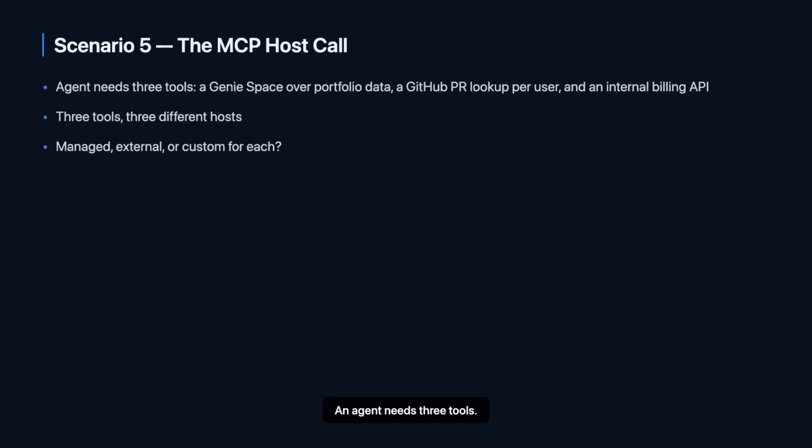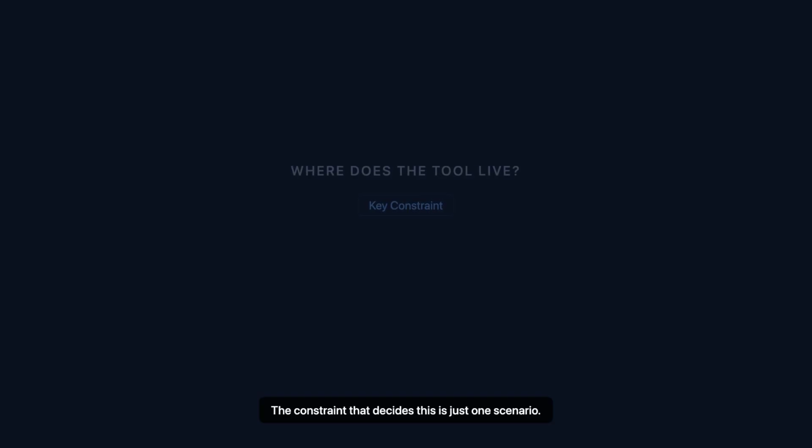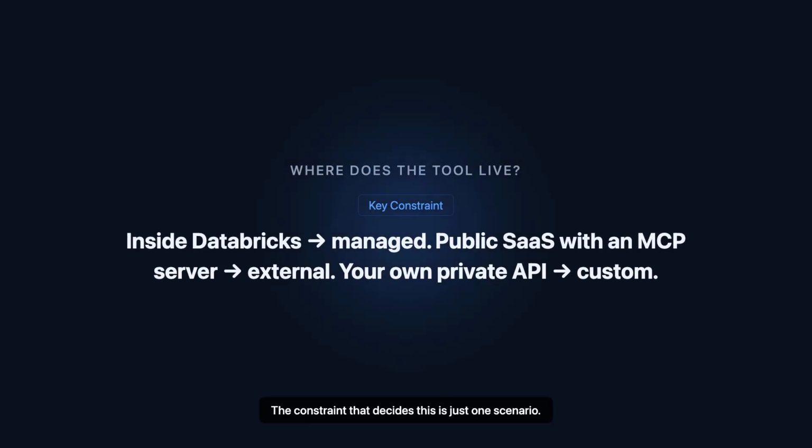Scenario 5. An agent needs 3 tools: a Genie space over portfolio data, a GitHub pull request lookup, where each user should see only their own pull requests, and an internal billing API that lives in a private VPC. 3 tools, 3 different hosts. Managed, external, or custom for each one? The constraint that decides this is just one question.